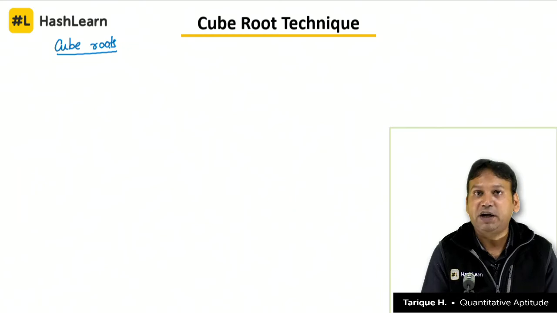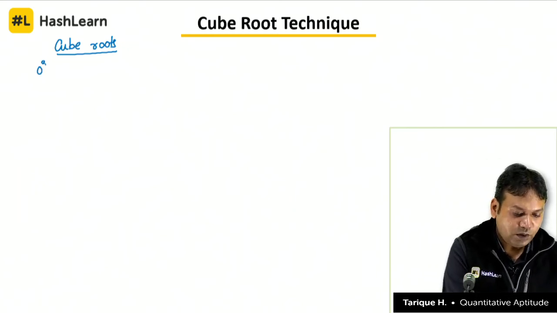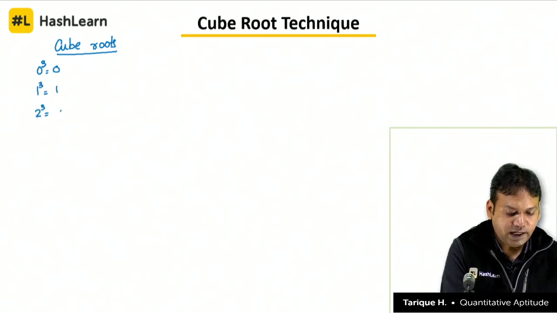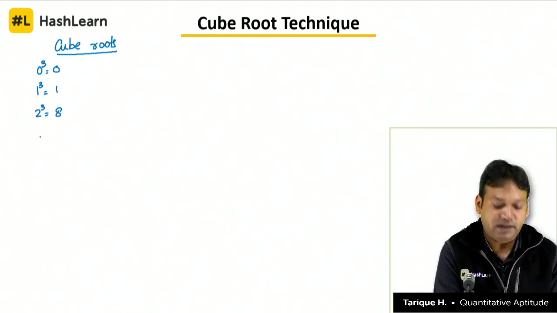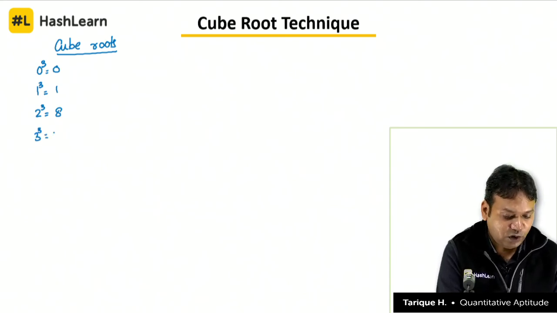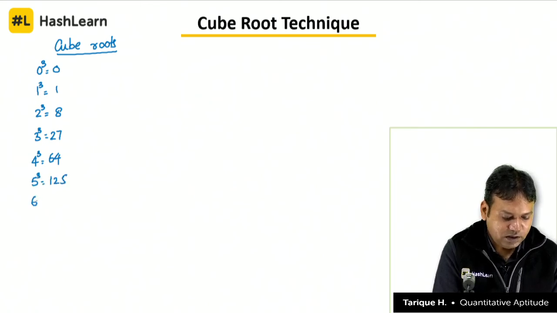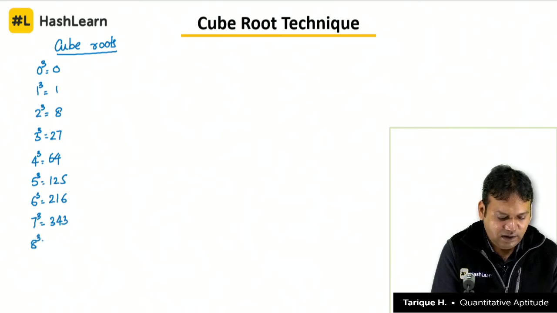Again here we will first write down the cubes of numbers. 0 cube is 0, 1 cube is 1, 2 cube is 8. You will see here that in cubes every number is ending in a distinct, different digit. 3 cube is 27, 4 cube is 64, there is no repetition happening here. And 5 cube is 125, 6 cube is 216, 7 cube is 343, 8 cube is 512, 9 cube is 729.